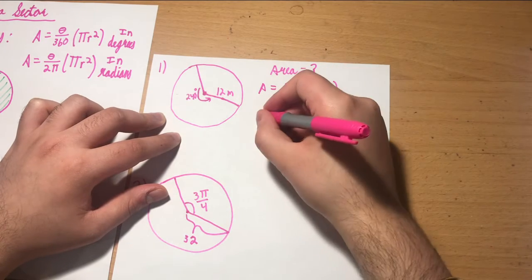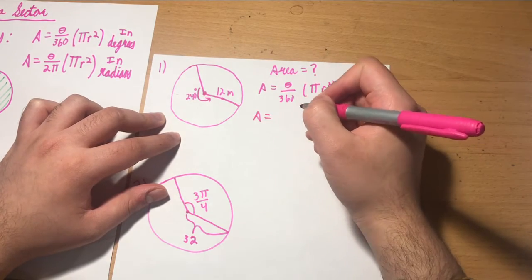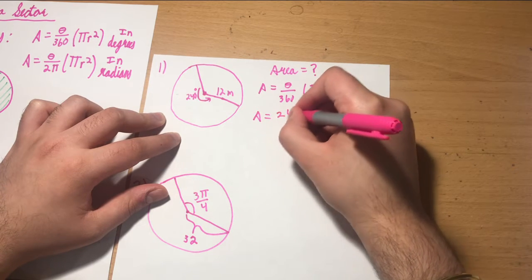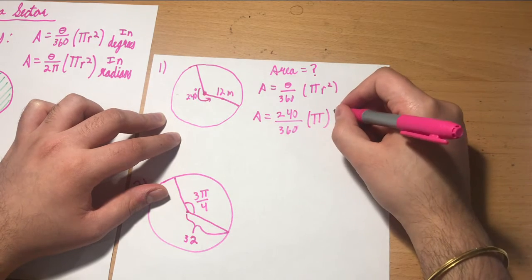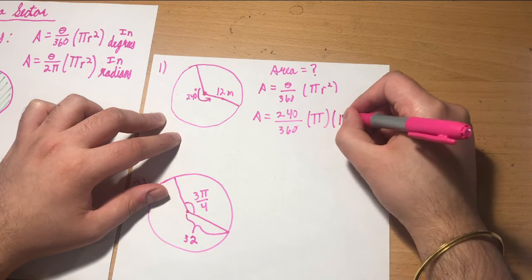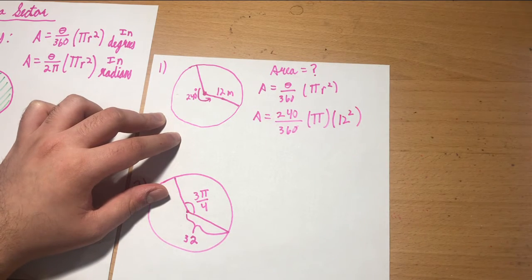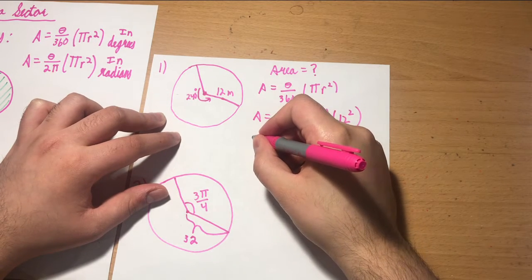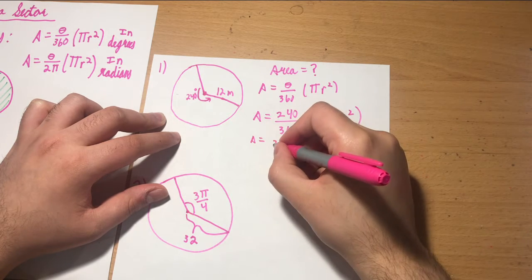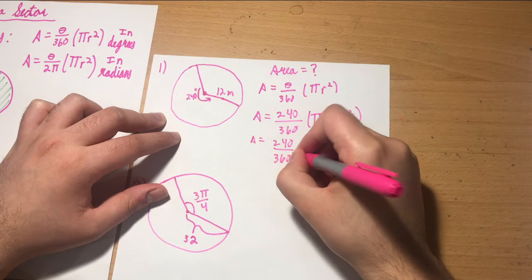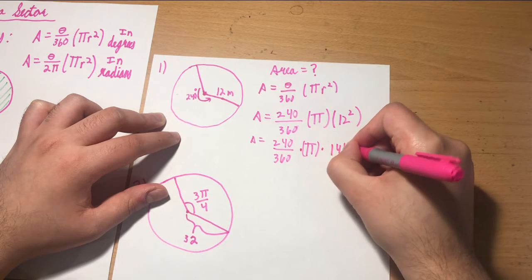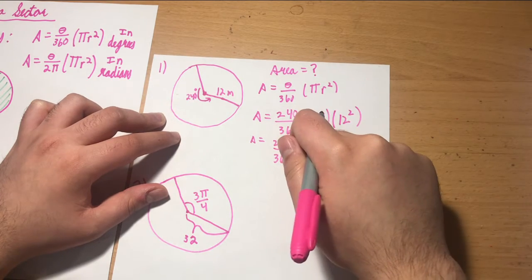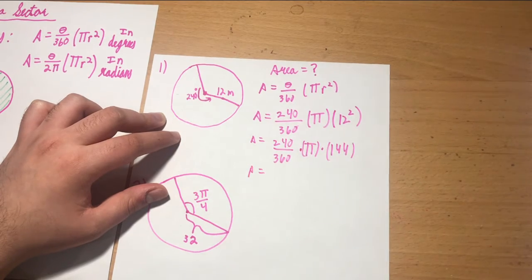Now that we have the equation written down, we go about substituting in our information. What is our area? We don't know that, so that just stays as A. What is theta? Theta is 240 over 360 times pi, which is just a constant, it's just a number. And then radius squared. Our radius is 12, and then we have to square it. So now let's just go about combining everything and simplifying everything down. So area is equal to 240 over 360 multiplied by pi multiplied by 144.